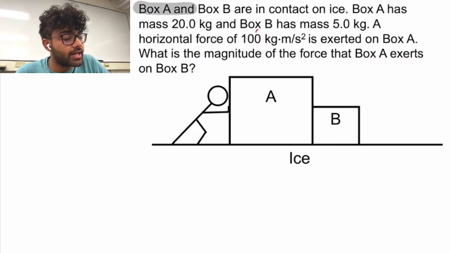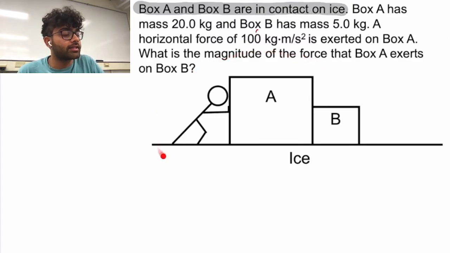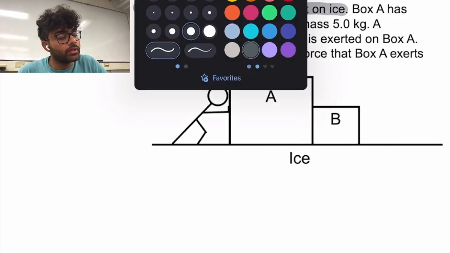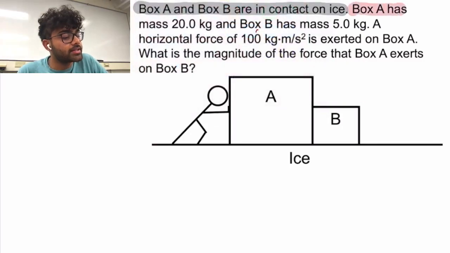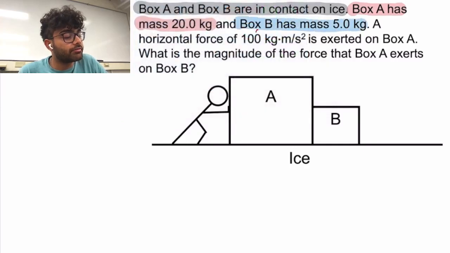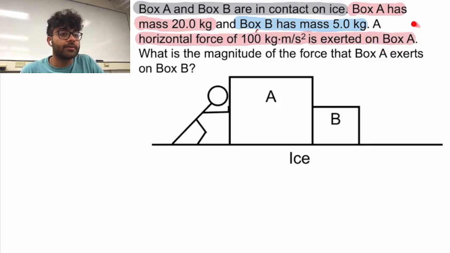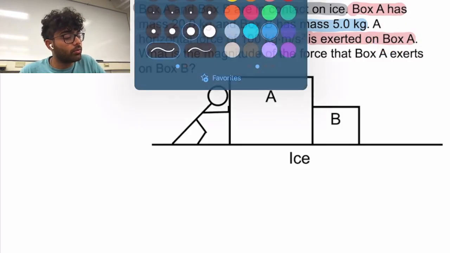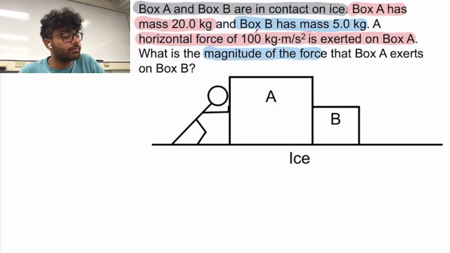We're told that box A and box B are in contact on ice, and we have a diagram of that situation. We know that box A has a mass of 20 kilograms and that box B has a mass of 5 kilograms. We also know that a horizontal force of 100 kilograms meters per second squared is exerted on box A. I've highlighted that in red because it's exerted on box A. And we want to know what is the magnitude of force that box A exerts on box B.